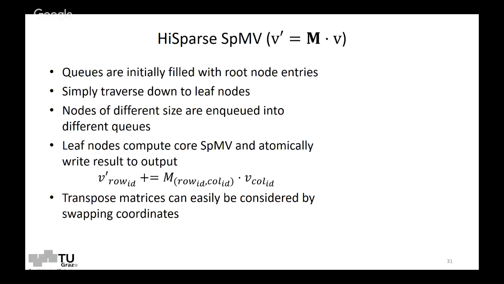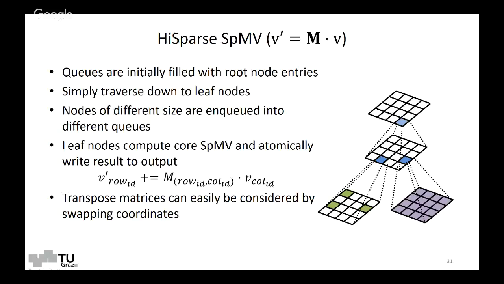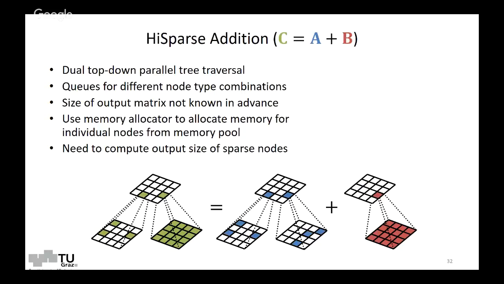And we can very efficiently go ahead and consider transpose operations, because all we have to do is switch the row ID and the column ID when we are considering the leaf nodes. So that's really straightforward. And this is just what I described, and of course we first have to traverse the hierarchy, which is straightforward.